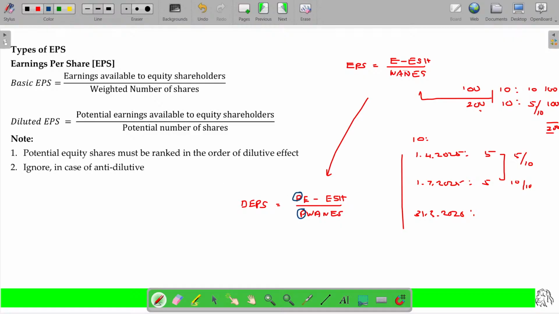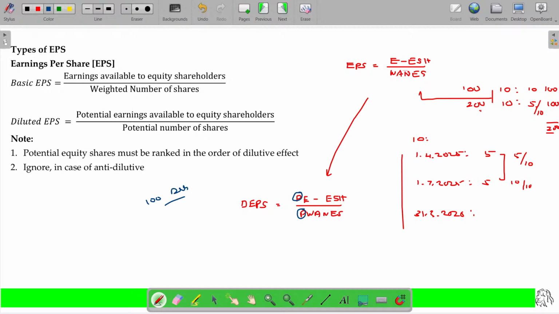What does potential mean? For example, at the year end we have 100 debentures probably convertible into equity shares in the coming days. Now what happens in the next year? Will you be able to get the same EPS or does the EPS get diluted? Diluted means the EPS you expected will be decreasing. If the EPS you expect is increasing in the future, that is not dilution, that's anti-dilution. You never bother about that.